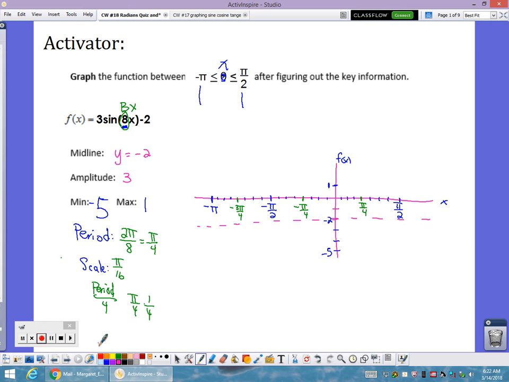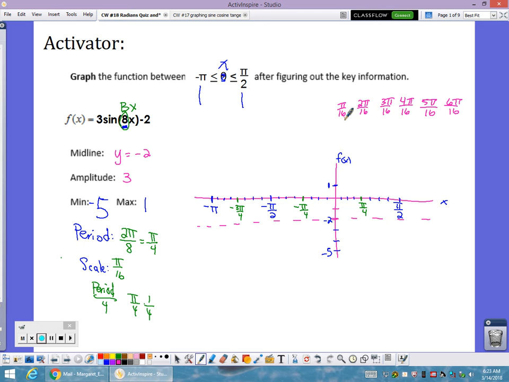So we could label them. I feel like I don't have enough space, but I'm just going to count by 16ths. So 1 pi over 16, 2 pi over 16, 3 pi over 16, 4 pi over 16, 5 pi over 16. I would just keep going. 6 pi over 16. I'm just counting in pi over 16ths.